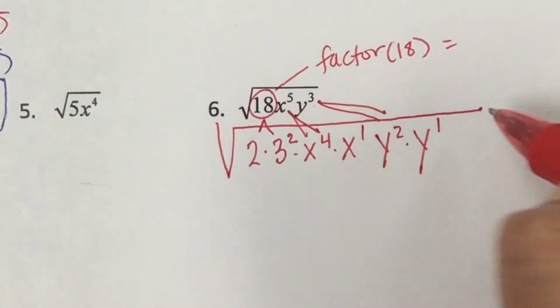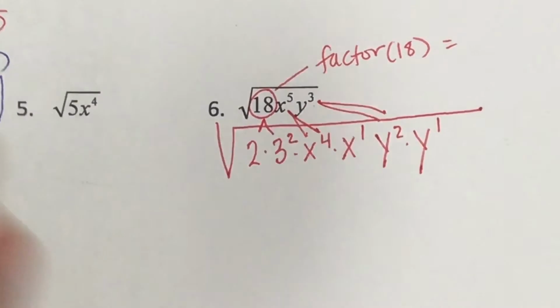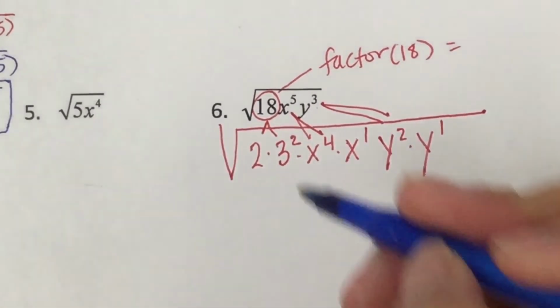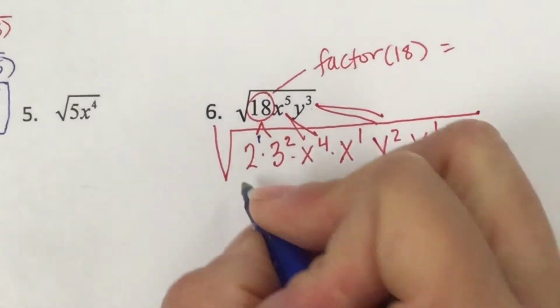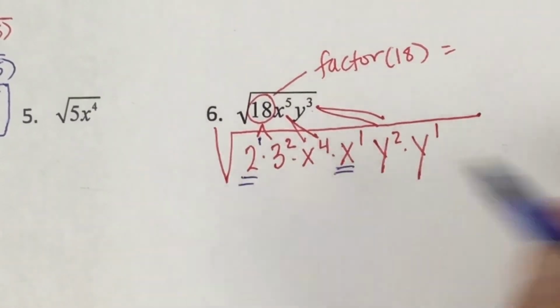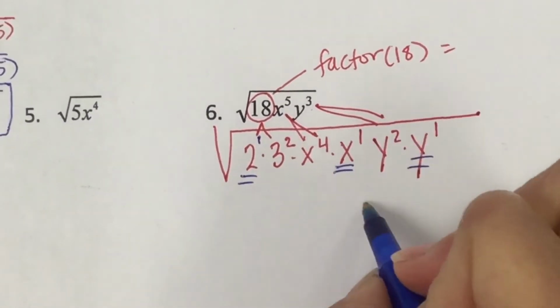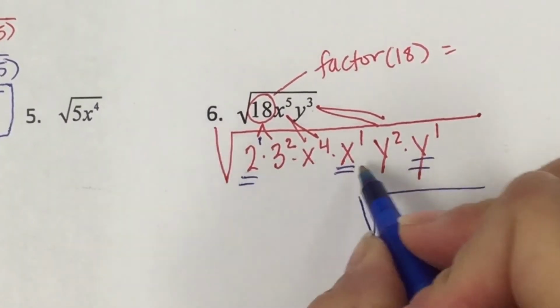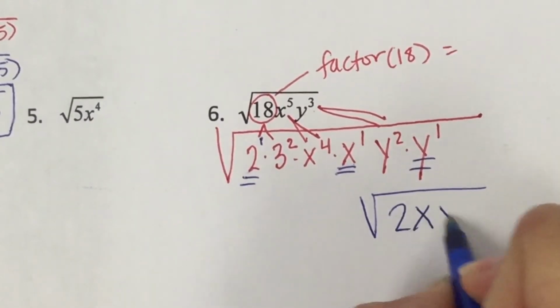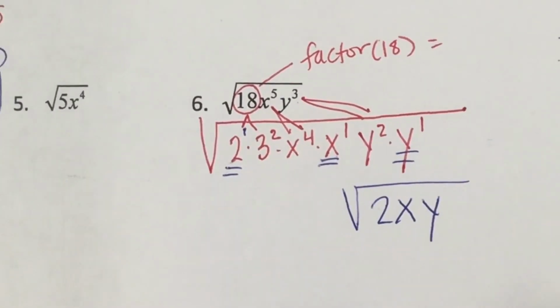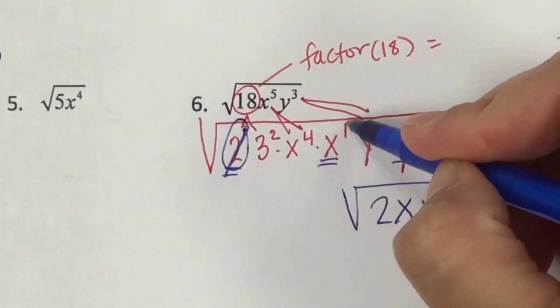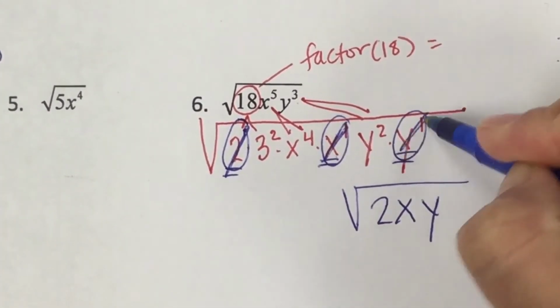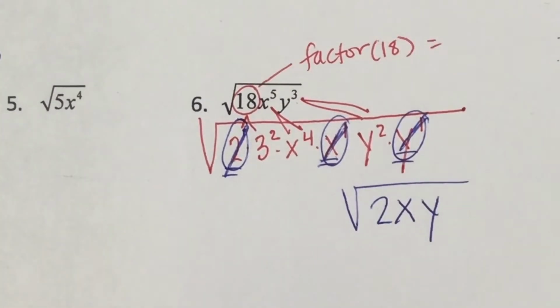So all of this is still under the radical. You ask them which ones are going to stay under. Anything to the first power will stay under the radical. So under your radical, you should have 2xy. And what I sometimes tell them is once you identify what stays under, cross it out so you're not writing it again. Get rid of it because we already know where it's going. From here, focus on what's left over.